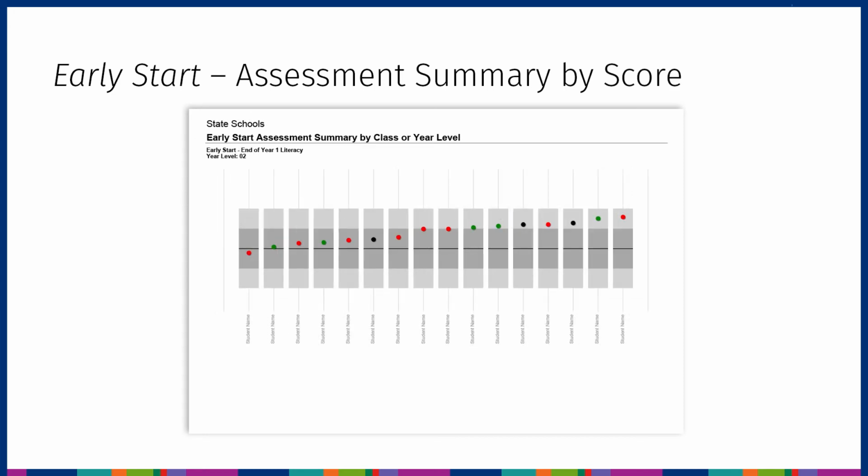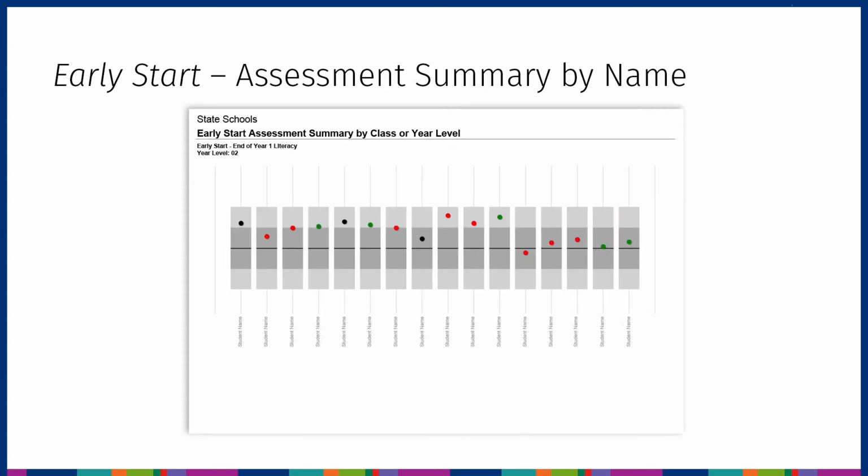The Sorted by Score view orders student assessment results from the lowest score to the highest score, allowing teachers to see at a glance students who they may target for further investigation and support. The Sorted by Student Name view orders students in alphabetical order. This view may be helpful for teachers or school leaders looking for patterns in the data for a year level or cohort of students. The Student Dashboard on OneSchool provides a quick overview of student progress in Early Start.